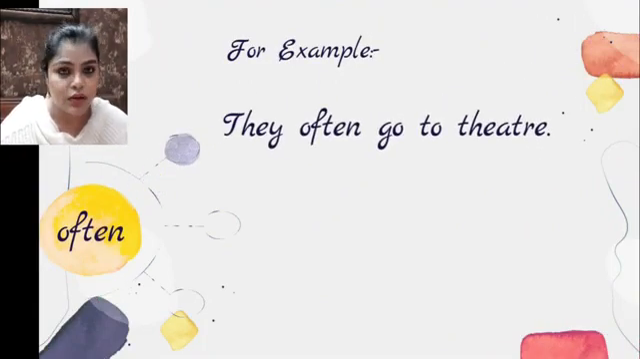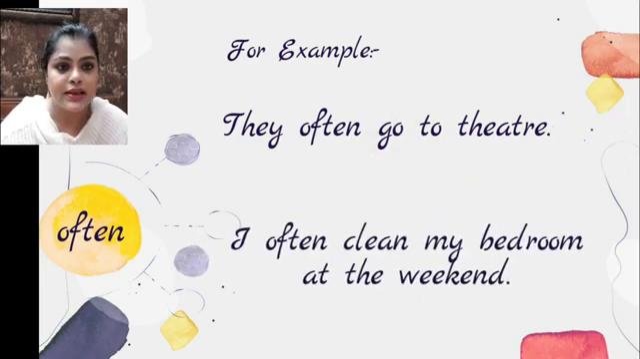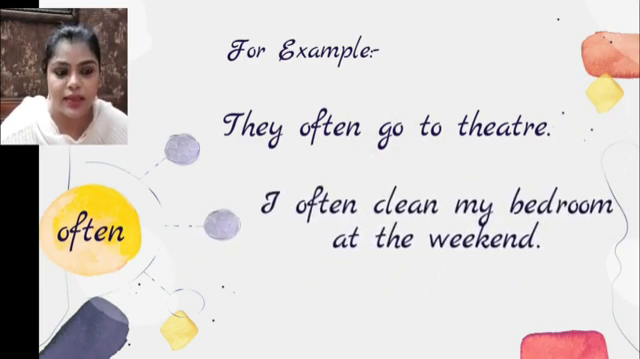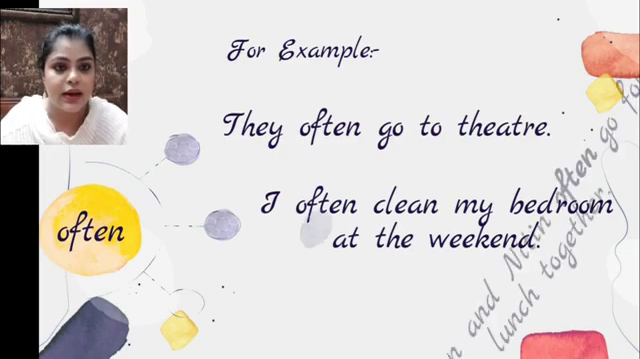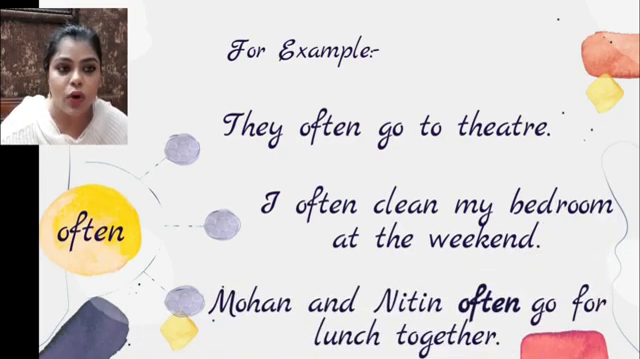They often go to theatre. That means they are not always going, but 75% they are going to theatre. Next, I often clean my bedroom at the weekend. That means not always. Like 75%, at the weekend, I clean my room. Next, Mohan and Nitin often go for lunch together. Means they both go for lunch together often, not always, often. Like 75% they go for lunch together.